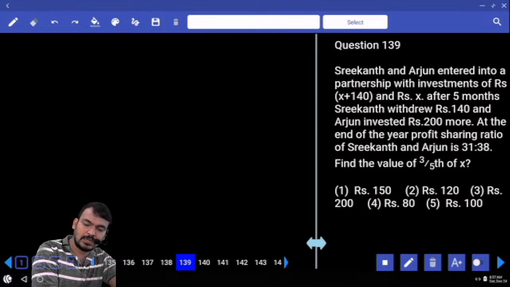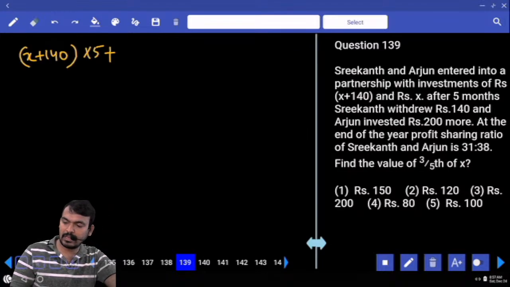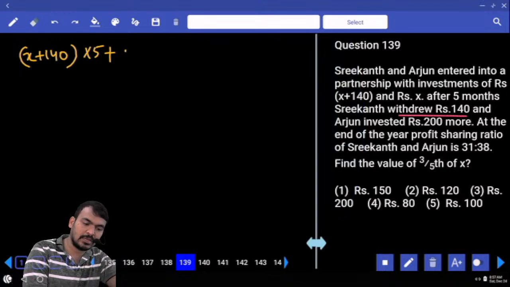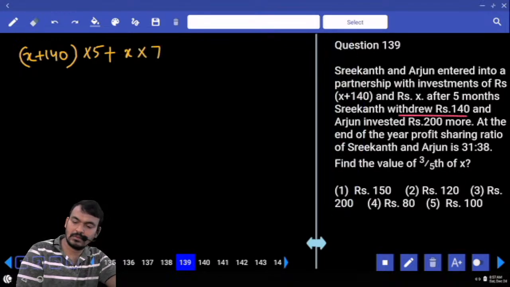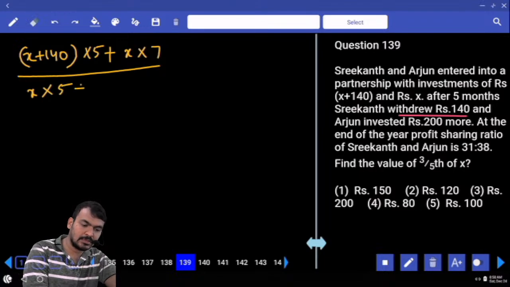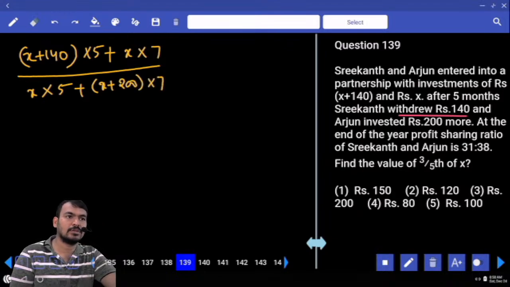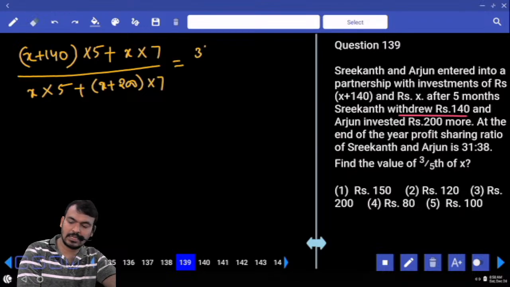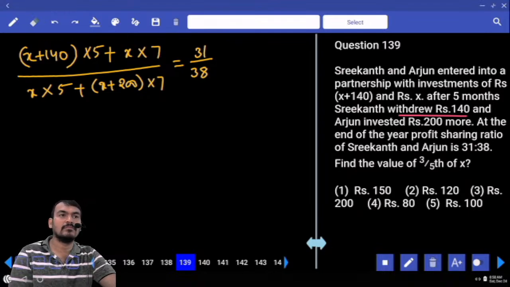What is the initial investment of Srikanth? X plus 140. That is used for how many months? 5 months. After 5 months, how much value is withdrawn? 140. What is the remaining investment? X, used for remaining 7 months. Second one, initial investment X rupees, used for 5 months. After 5 months, 200 are added. X plus 200 used for remaining 7 months. That is the profits ratio. What is the profits ratio? 31 by 38. Any cancellations? No.